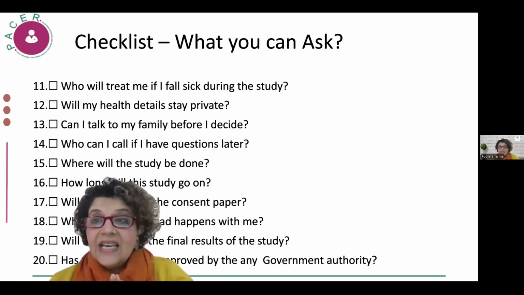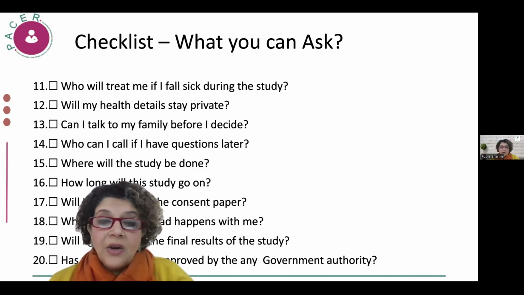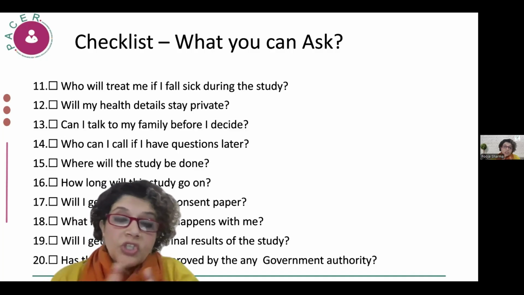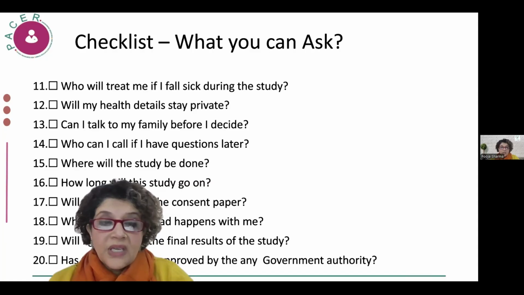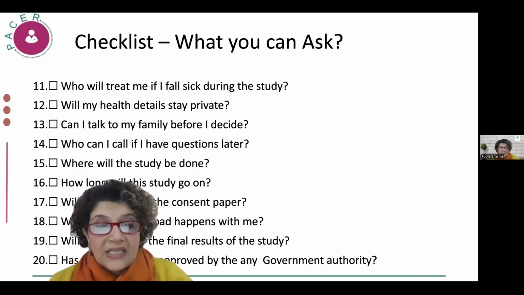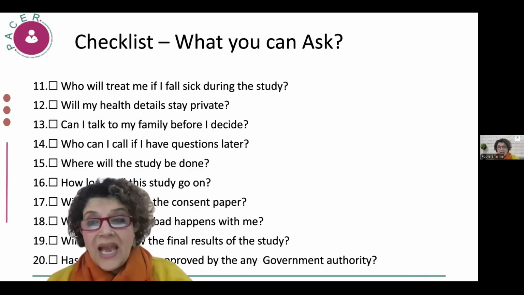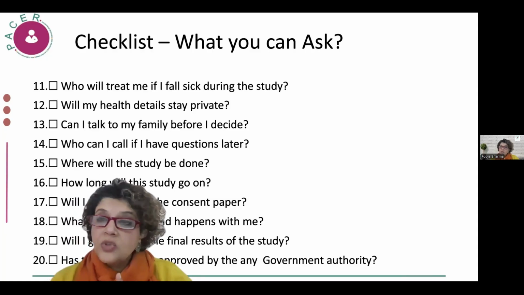You must definitely ask. If you remember, we have spoken about this in longer term access of care, whether post trial access of care will be available. So if the study finishes, will you still continue to get the medicine which is effective for you? Will I get a copy of the consent form? What if something bad happens to me? Who will take care? Right? How will I come to know the final results of the study? Of course, has this study been approved by any government authority or institutional ethics committee?